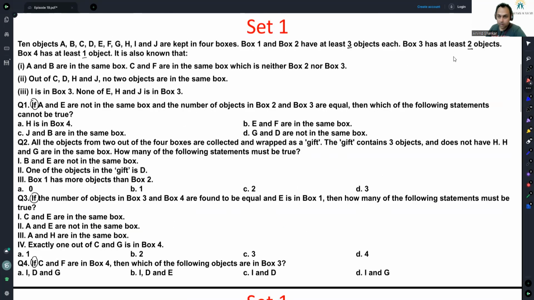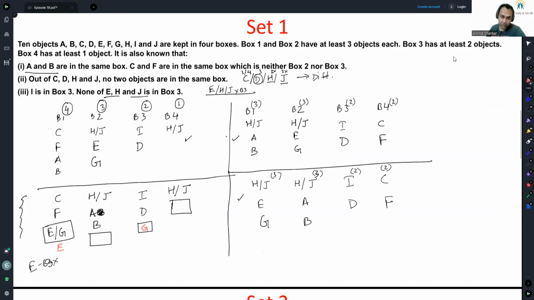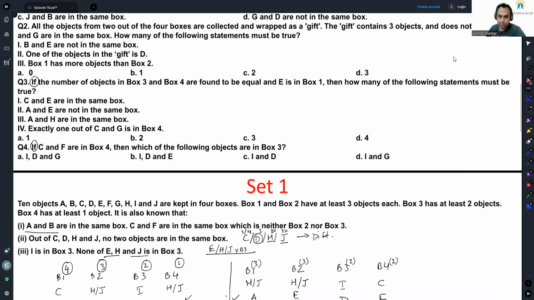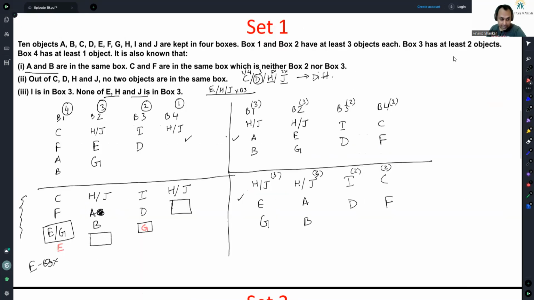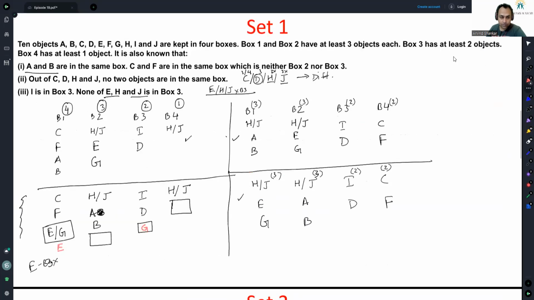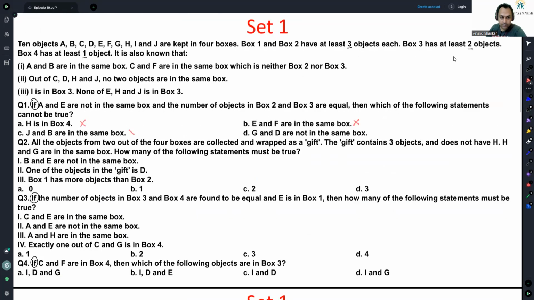Okay. Then which of the following statements cannot be true? H is in box 4. Can H be in box 4? Yes, it is possible. So this cannot be our answer. E and F are in the same box. E and F are necessarily in the same box. So it has to be true, not our answer. J and B are in the same box. J and B can be in the same box. So this is also not our answer.